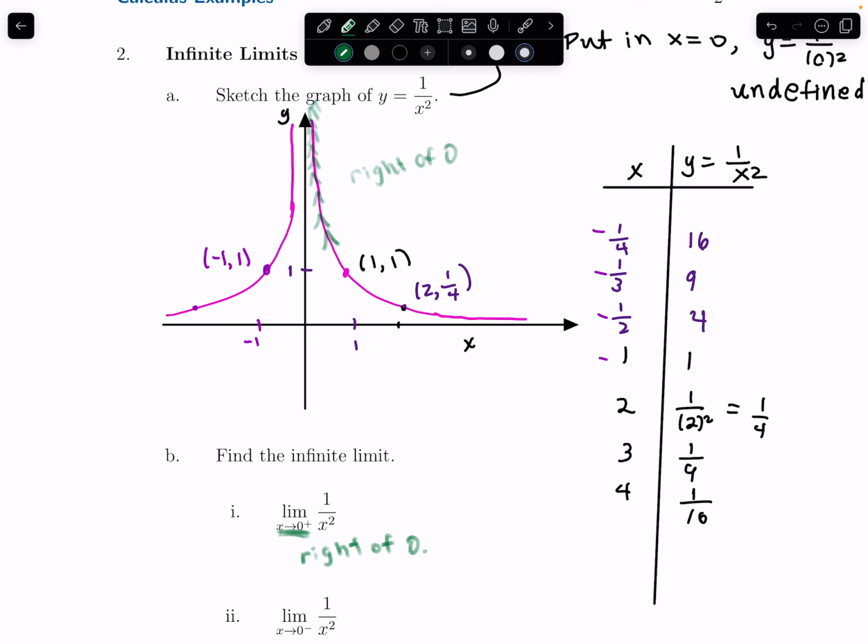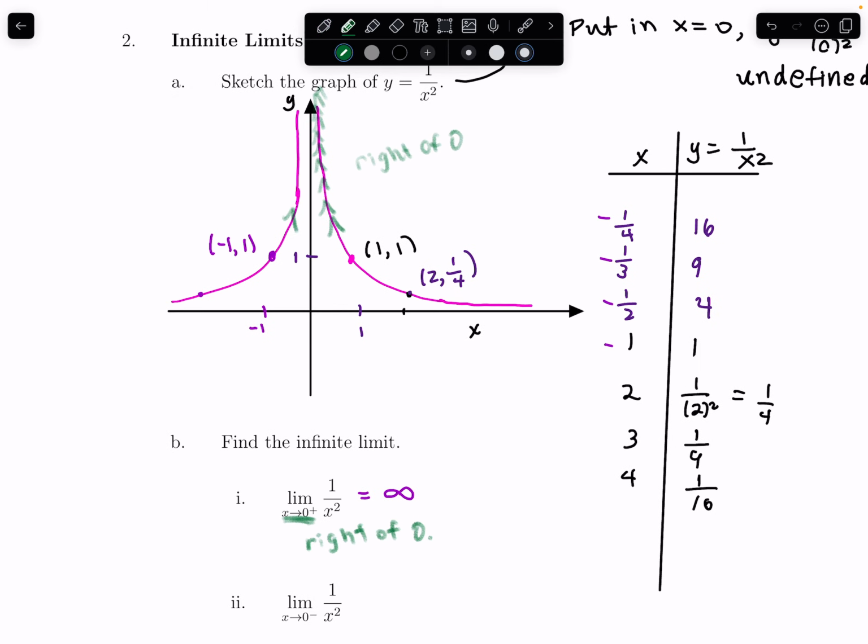The graph keeps going up, and so the function is getting larger and larger without bound, which tells us it's not approaching a number. The y doesn't approach a number. It just gets larger without bound. So what we write is infinity. Infinity is not a number, though. Infinity denotes that we can make 1 over x squared as large as possible.